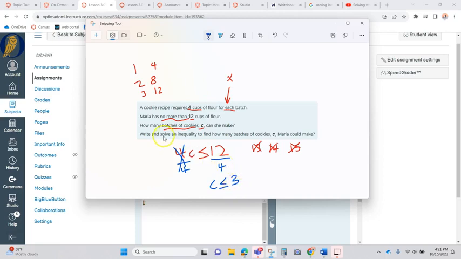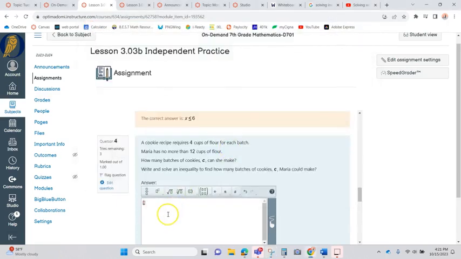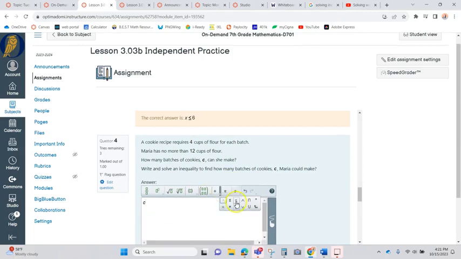So, Maria can cook any amount of batches of cookies less than or equal to 3. So she can cook 3 batches, 2 batches, 1 batch, or no batches. C is less than or equal to 3.